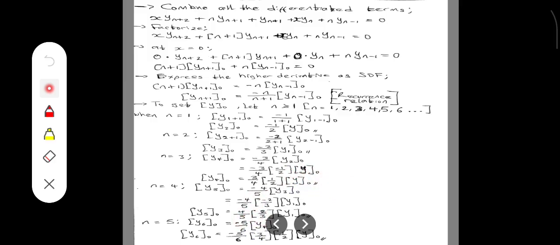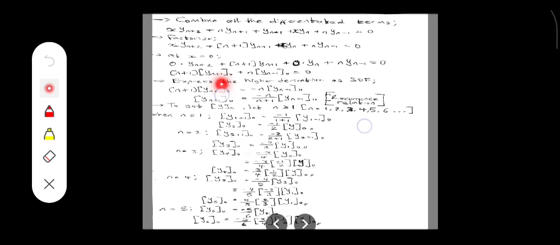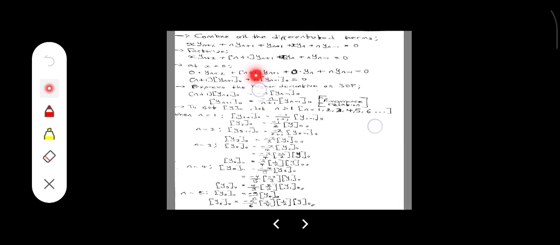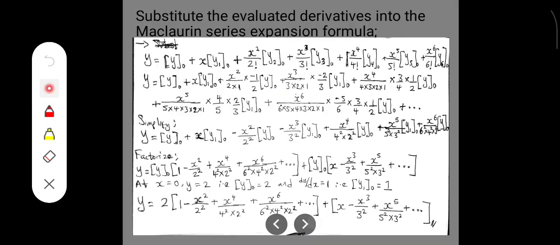Also for n equal to 5, we have y subscript 6 of 0 equals minus 5 over 6 multiplied by y subscript 4 of 0. And when we substitute the value of y subscript 4 of 0, we get minus 5 over 6 multiplied by 3 over 4 multiplied by 1 over 2 multiplied by y of 0. Now we substitute the evaluated derivatives into the Maclaurin series expansion formula.